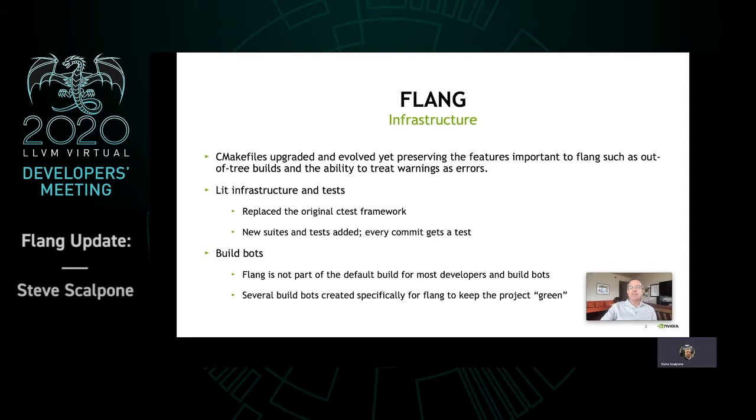The original testing infrastructure for Flang was C-tests, but now it's all been converted to lit, which required many tests to be modified. And to make sure everything keeps building, several build bots have been created, including a build bot for out-of-tree builds. Because Flang is not yet part of the default build, most developers don't check their changes against a Flang build, so the new build bots go a long way to keeping the project green.